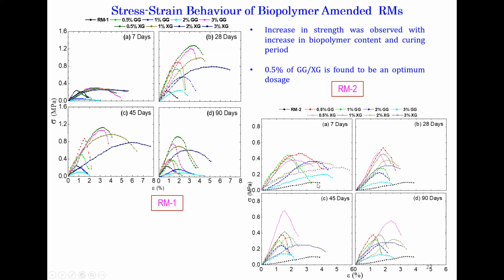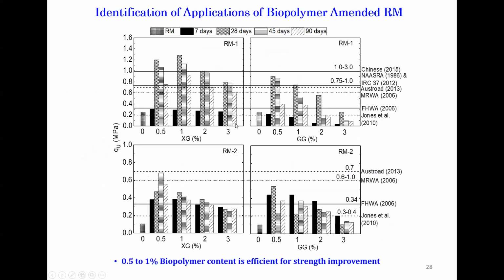So these are the strength characteristics, basically stress strain behavior. You can see there was a significant improvement in the strength from the 7th day to the 28th day, but thereafter it almost remained constant till the 90th day. So these are the strength results of red mud amended with biopolymers, Jandangam and Gorgum, and their comparison.